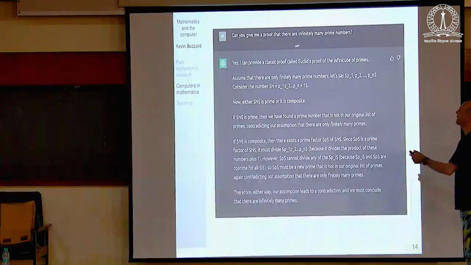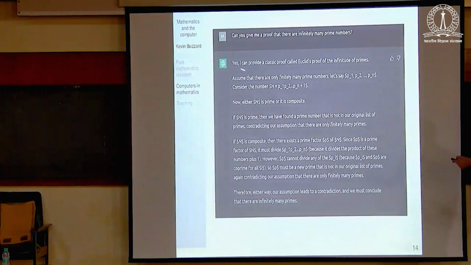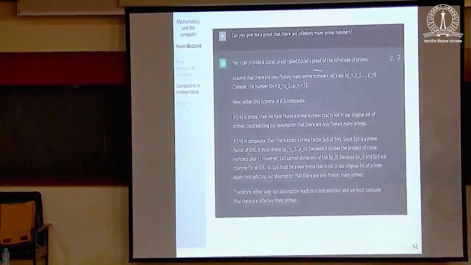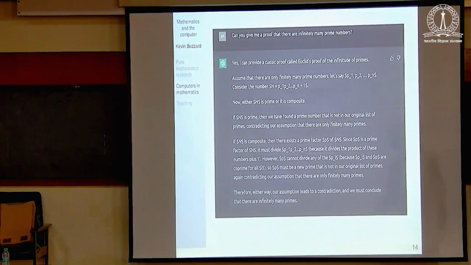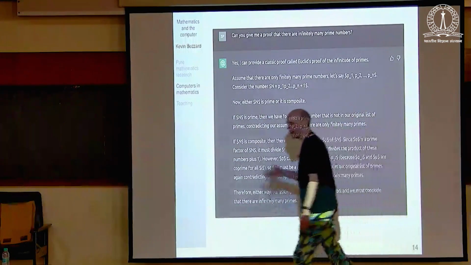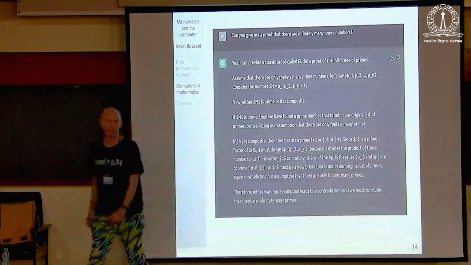So there we go. What did I ask? I said, can you give me a proof that there's infinitely many prime numbers? And the answer is yes. And not only that, it's going to give Euclid's proof. And there it is, and you read it and it looks good. This is Euclid's proof. You don't have to read it. Maybe you know Euclid's proof already.